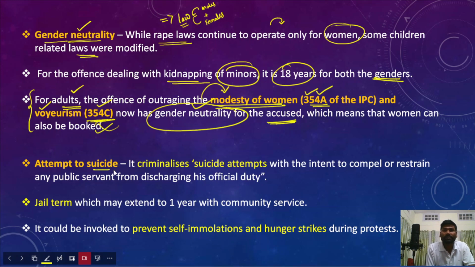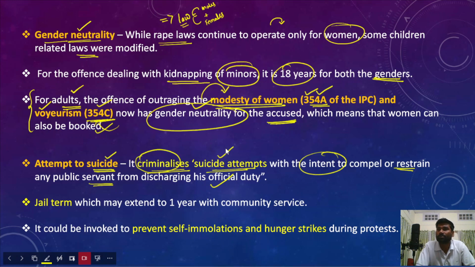After that, there is an attempt to suicide. This is also being criminalized by the government, in the sense that there would be punishment for attempting suicide under this Bharatiya Nyaya Sanhita Act. It criminalizes suicide attempts made with an intent to compel or restrain any public servant from discharging his official duty. Generally, a few people attempt to commit suicide to compel the government or public servants to do their particular work. Because of this, it criminalizes the suicide attempts.